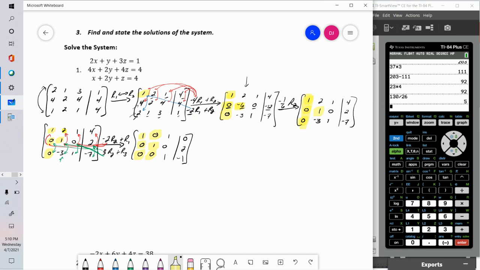The next step would be to get the 1 in the third column. Fortunately, we already have that. Get the 0 in the third column. Again, fortunately, we already have that. So we're down to our last step in this case because we did get a little lucky. We need to get that term there, that 1, to be a 0.